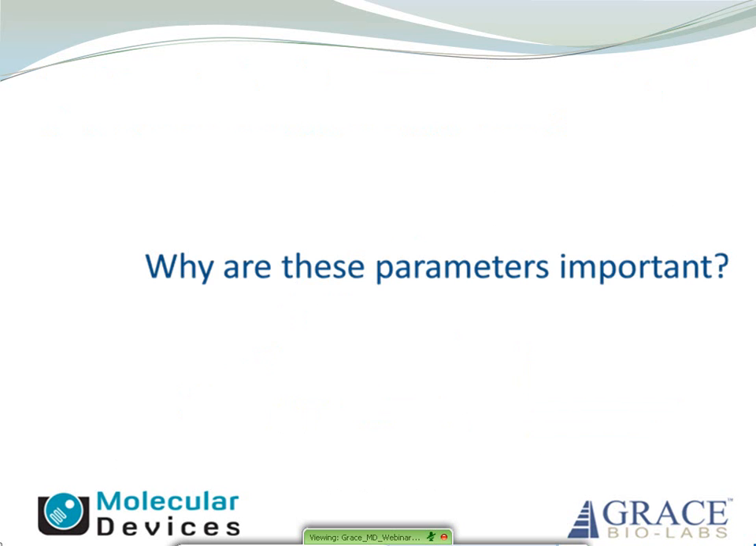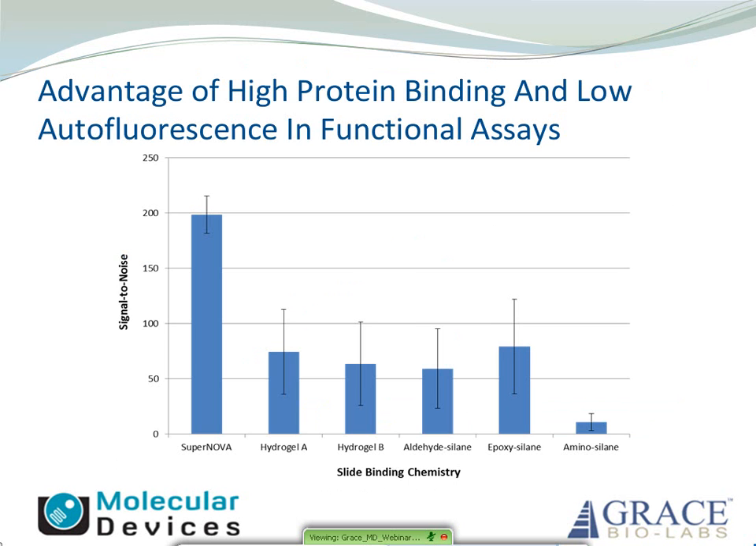So why are these parameters important? Ultimately, a microarray assay will benefit most from the highest signal-to-noise possible. So the combination of a high protein-binding surface with low autofluorescence allows for the most robust signal-to-noise in your functional assay downstream.